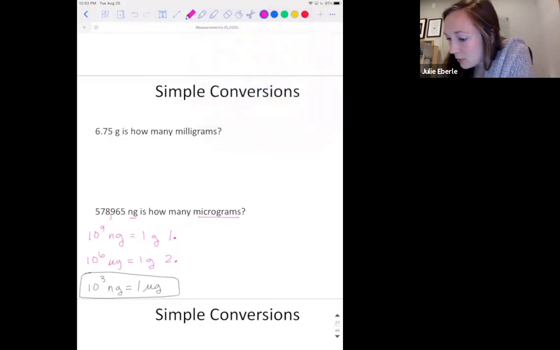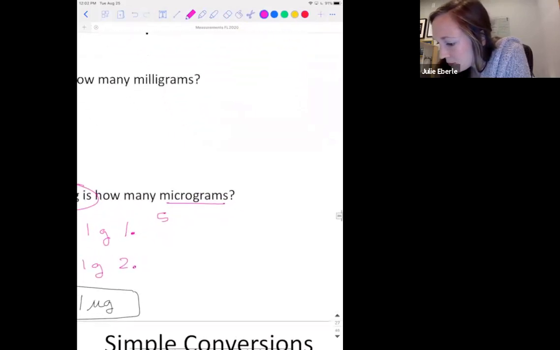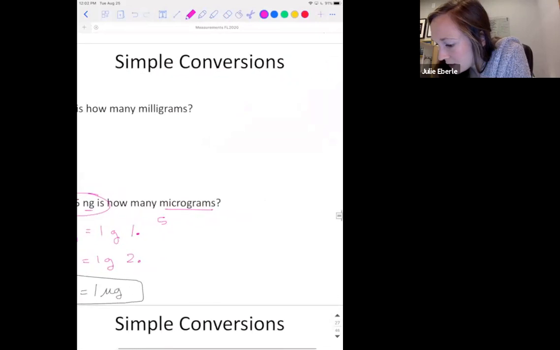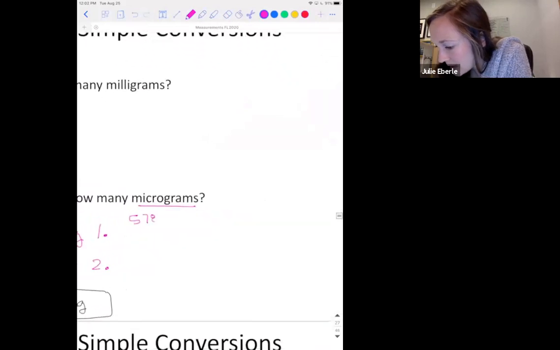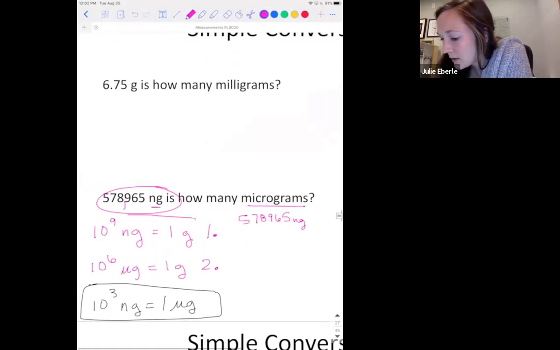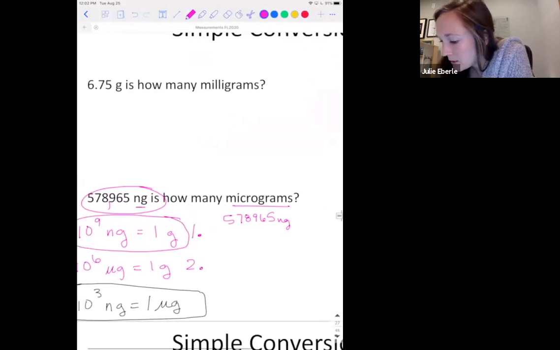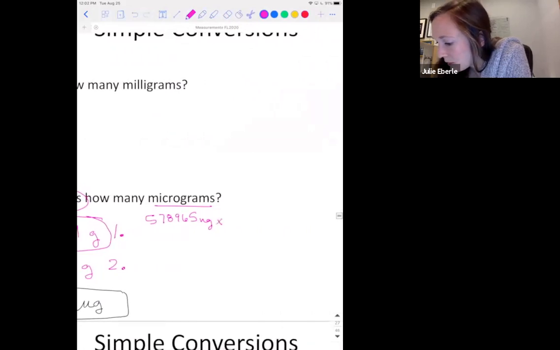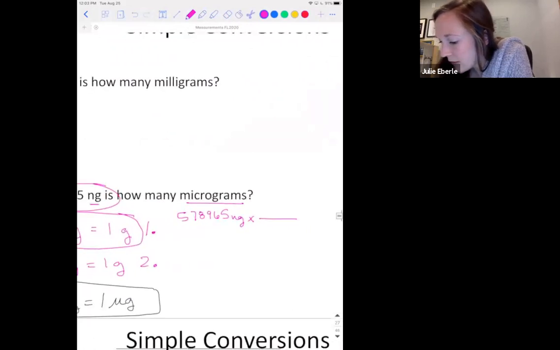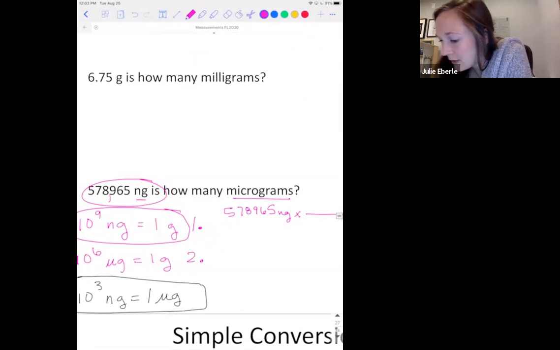I'm gonna show you both ways. We'll do the 2-step problem first. I'm gonna write my number given right here, start with that, 578,965, and that is nanograms, and I'm trying to get to micrograms. So I'm gonna use this relationship first. I'm working it as a 2-step problem first, and then you'll see how it's simpler if you do it as a 1-step.